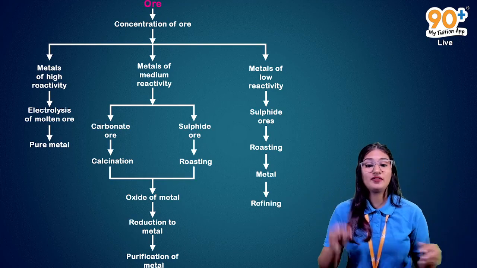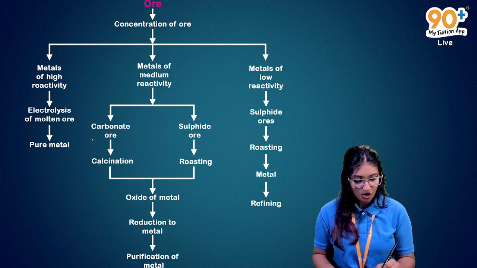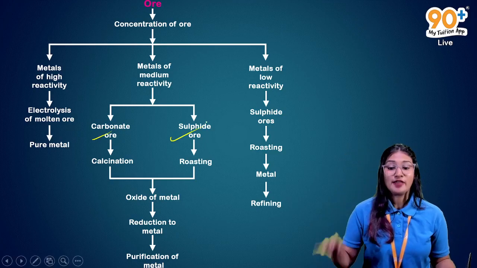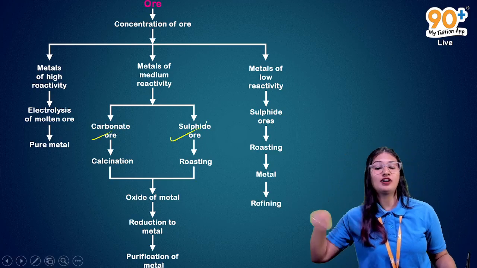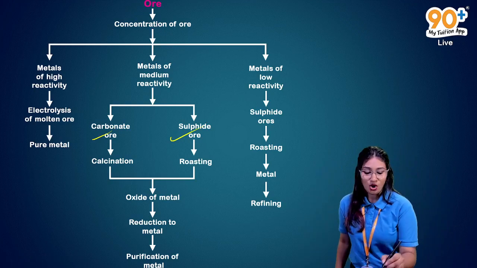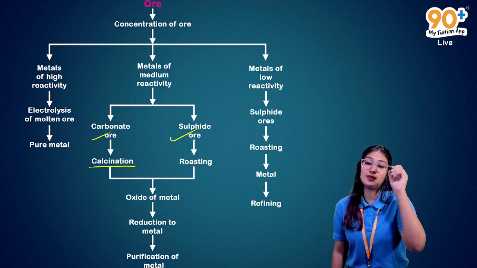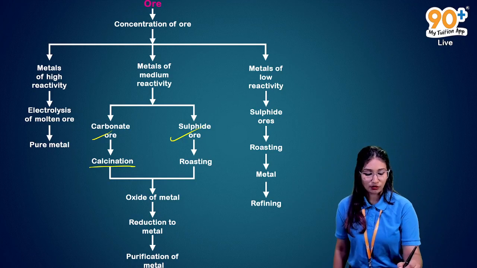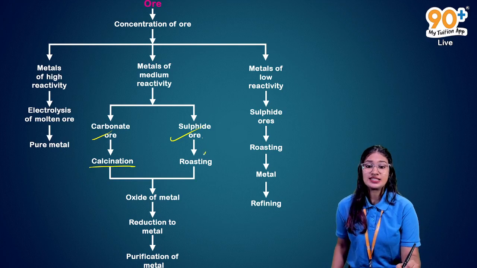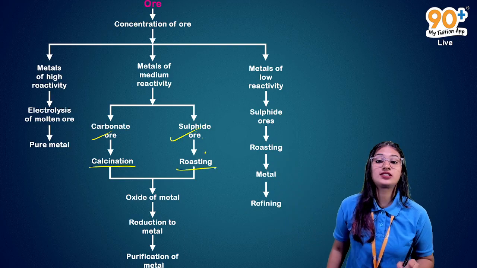Now what about the one with medium reactivity? They are present either as their carbonate or as their sulfide. The first task is to convert them into their oxide. If it is a carbonate ore, we'll conduct calcination. What is calcination? Heating the ore in a limited supply of air. Now what is roasting? Sulfide. Carbonate ore means calcination, sulfide ore means roasting.